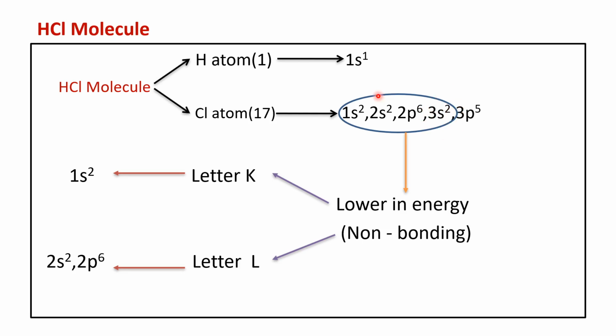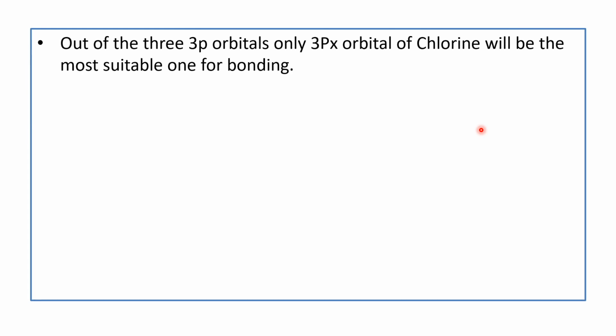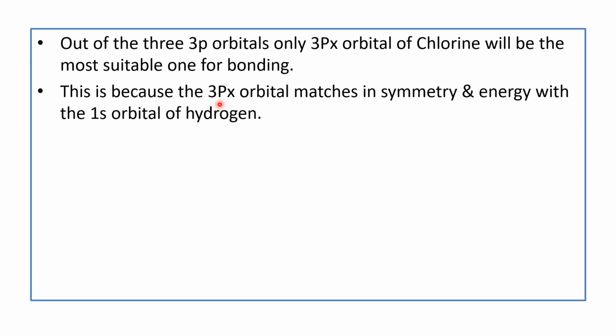Then for the bonding, we are having the single electron from the hydrogen. That means we have to use only a single electron from the chlorine, a single electron from the 3p atomic orbital. Now this 3p atomic orbital is again divided into three, that is 3px, 3py and 3pz. Now out of the 3p orbitals, only the 3px orbital of chlorine will be the most suitable one for the bonding. This is because the 3px orbital matches in symmetry and energy with the 1s orbital of hydrogen.